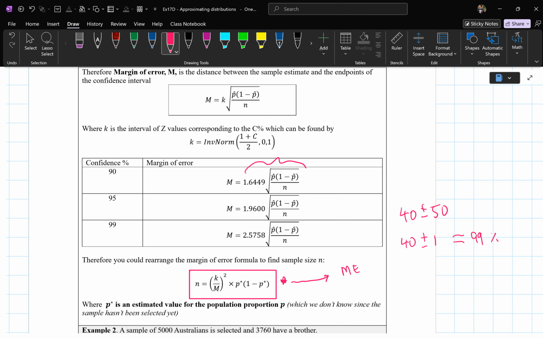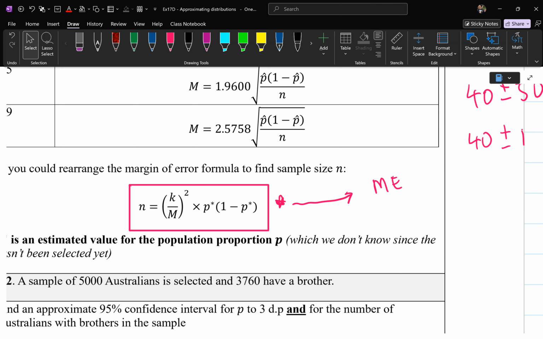Thanks, team. This formula is to work out how large your sample size is. Now, in a logical sense, the more people you can test in a sample, the more accurate it's going to be. If it's going to be accurate, then your margin of error will decrease. Less error, more accuracy.